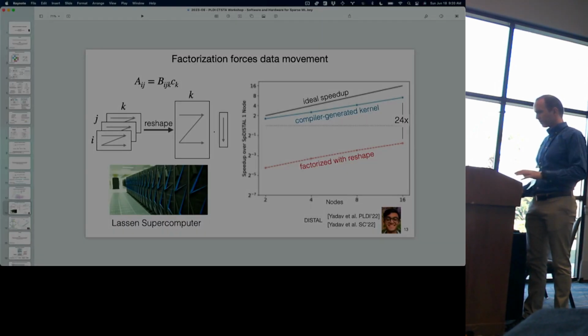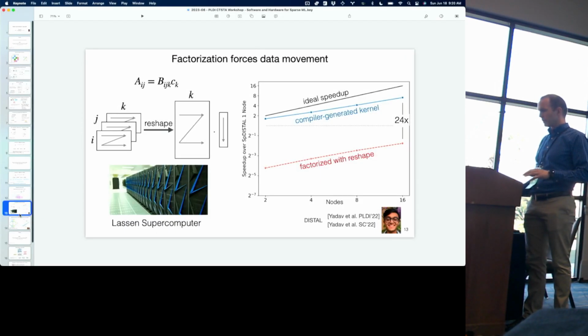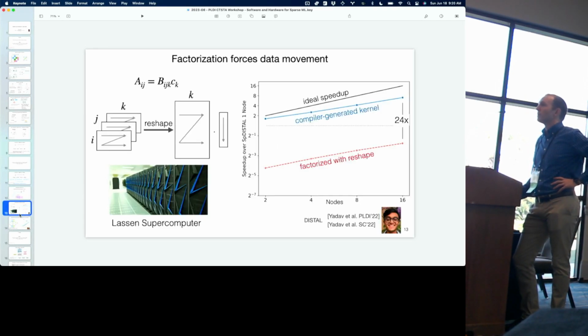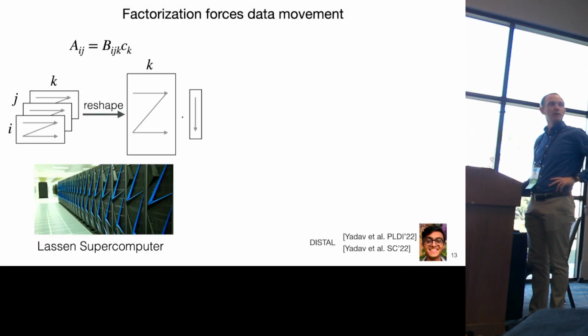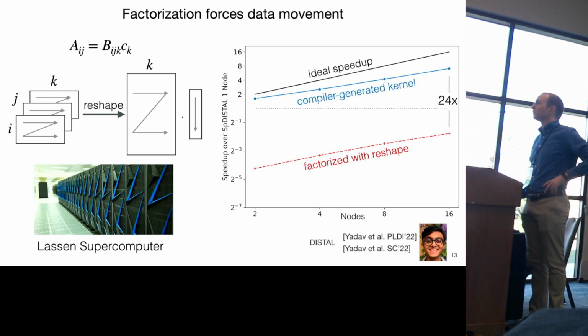Okay, so I have a couple of other examples of why this is a bad idea. On supercomputers, you get the same problem. If you move data, you lose a lot of performance. So this is work by Rohan Yadav, showing that if you generate specialized code for tensor algebra expressions, then you can get much better performance because you're not moving data in memory. If you have to move data to fit to a specialized routine, you lose. Here is 24x on a supercomputer.